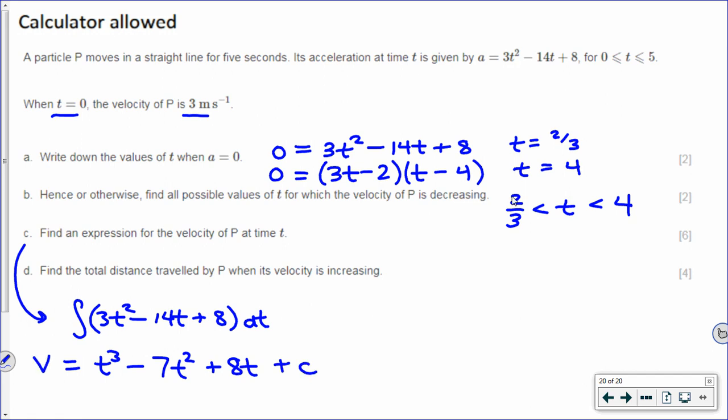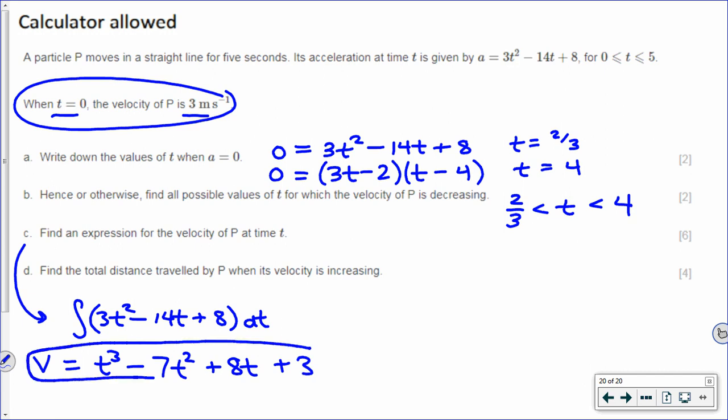And I can go back and put a v in front because this would be the function for velocity. And we have to go ahead and find the specific c value using the information given about the velocity function, that when time is 0, the velocity is equal to 3. So I should be able to set this equal to 3 and plug in 0 for t, and then I can see that if I plug in 0 for all those t's, I'm going to end up with 3 equals c. So now I know that the c value is 3. So there's my answer to part C. It's the expression for the velocity of this particle.